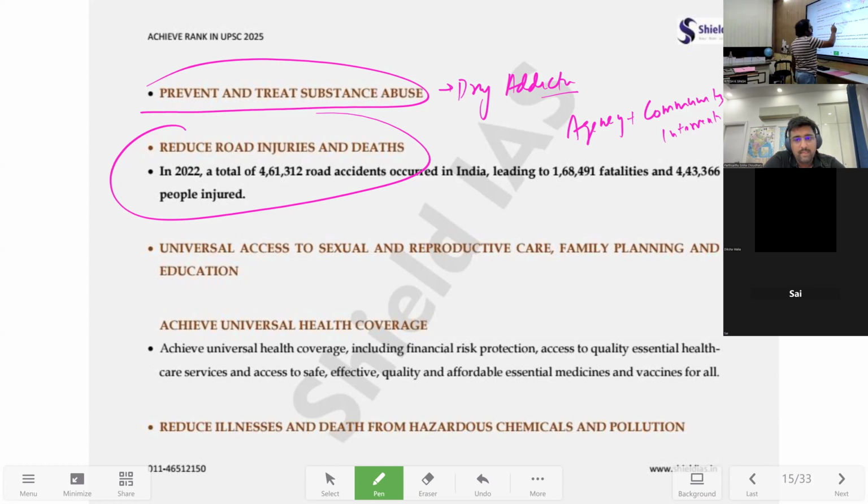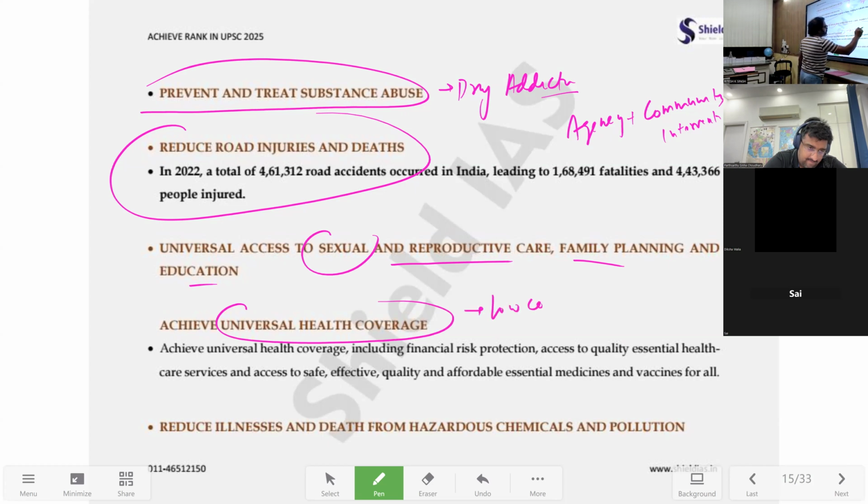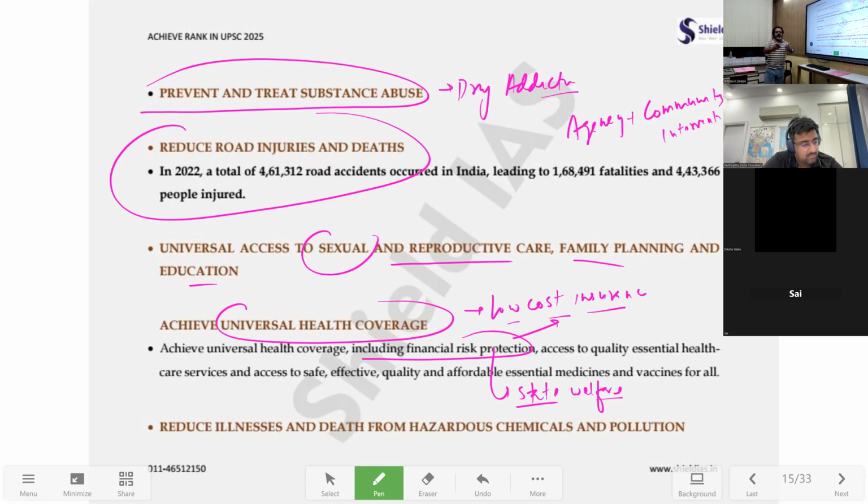Next is universal access to sexual and reproductive care, family planning and education, and universal health coverage. That is why low cost insurance is required. Certain state governments are now launching low cost insurance facilities of 25 lakhs, 30 lakhs, with a maximum premium of about 2 to 3,000 per year. This gives maximum health coverage and financial risk protection. Here the state has to intervene; there is a role of state welfare, with broader insurance coverage at the lowest premium.